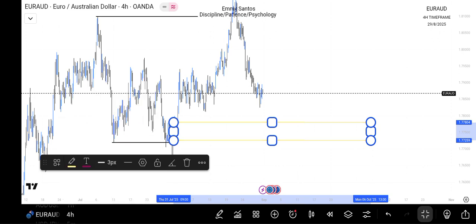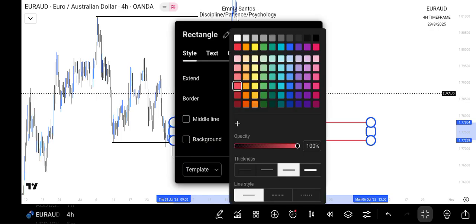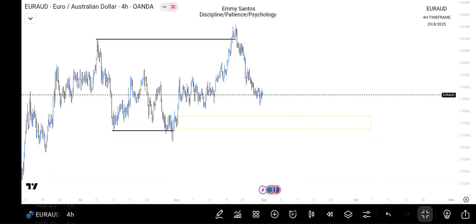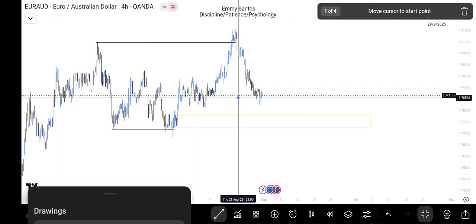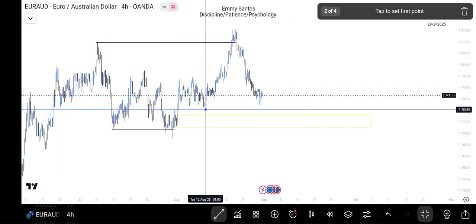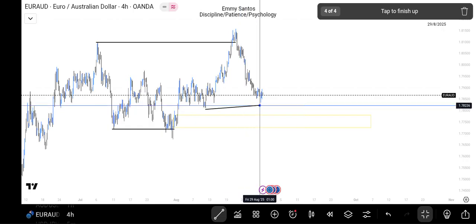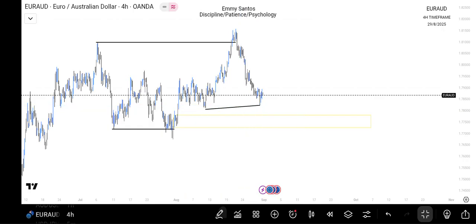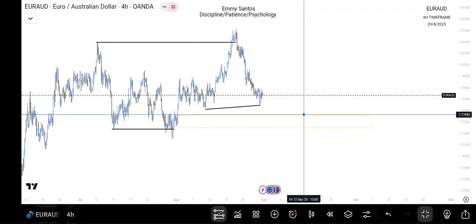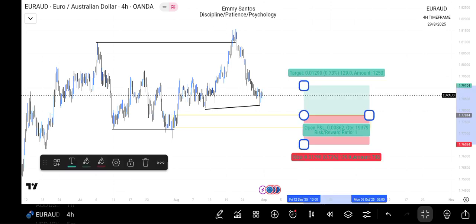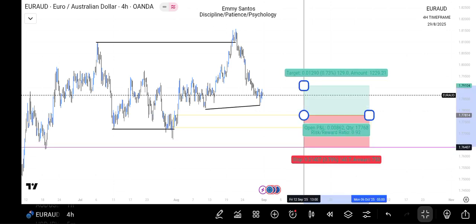So what am I waiting for now? I'm actually waiting for price to come to that zone, because I've already seen my inducement. This is my inducement already. Now come here and wait for confirmation.